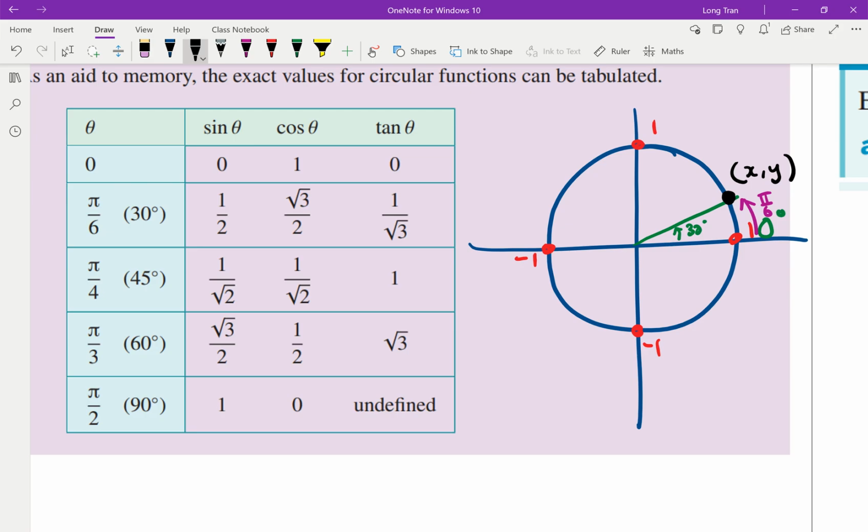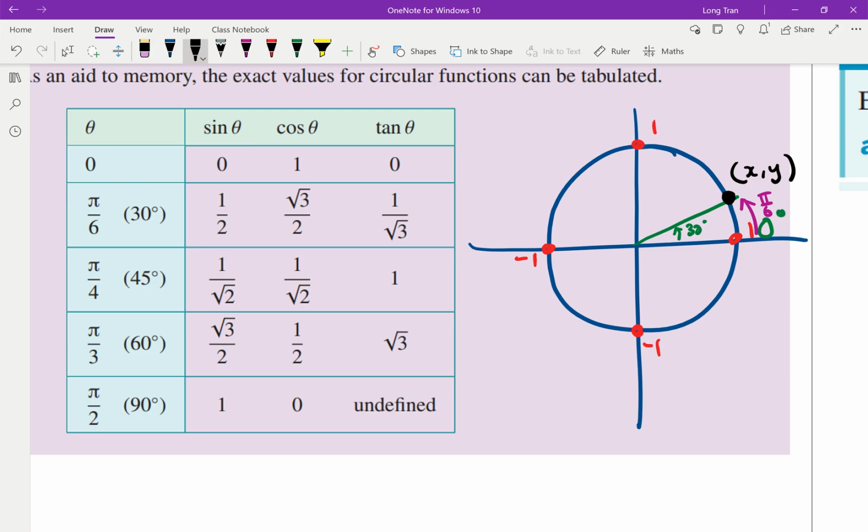Now let's recap. Sine function and cos function. What does the sine function represent again? Is it the x coordinate or the y coordinate? Y. The y coordinate.